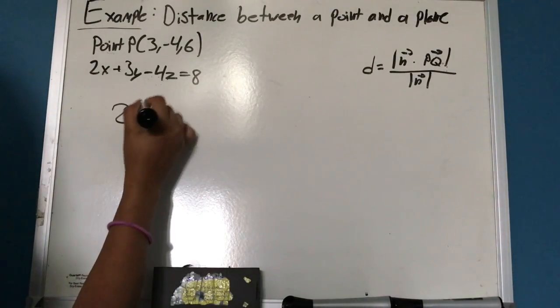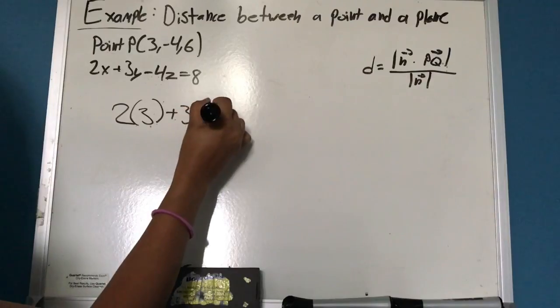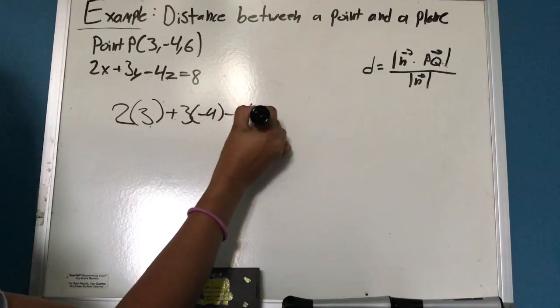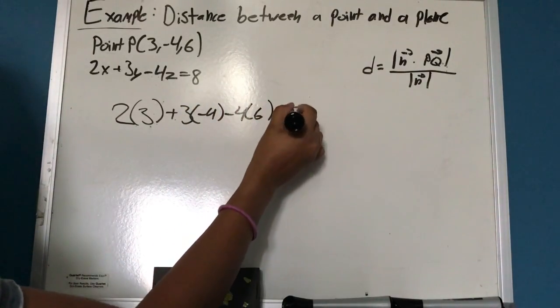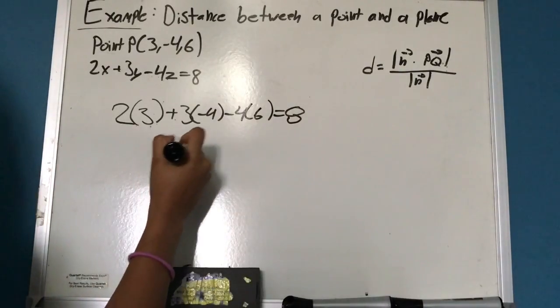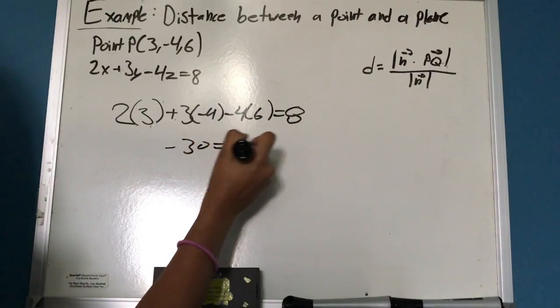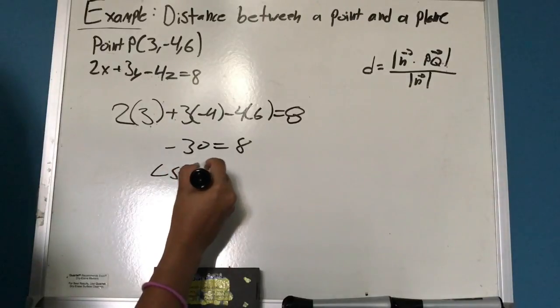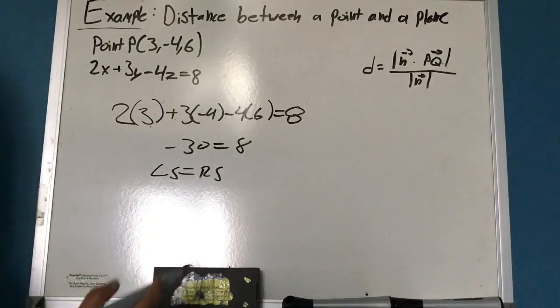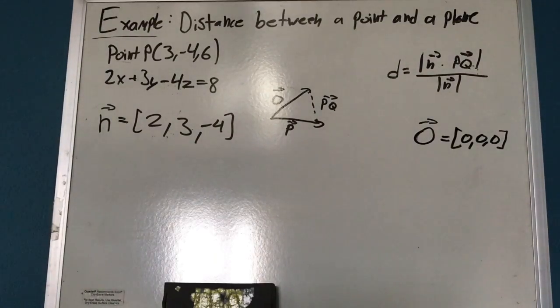So we have 2 times 3 plus 3 times negative 4 minus 4 times 6. So here we get negative 30 equals 8. So left side does not equal right side. That means point P is not on a plane. Since left side does not equal right side, we know that point P does not lie on a plane.